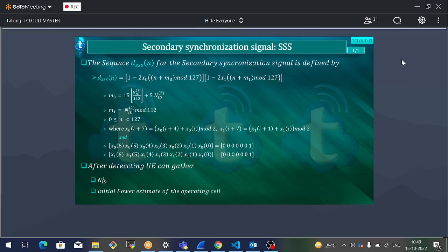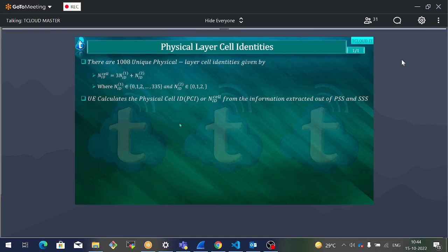Okay. So the mobile already estimated NID2 from the PSS. The mobile estimated NID1 from this SSS data that is received. And what does the mobile do with both these numbers that it has calculated, NID1 and NID2? It will substitute these two numbers in this formula to calculate N cell ID. This formula is fixed, known to every mobile equipment in the world. Every 5G mobile in the world knows this formula: 3 times NID1 plus NID2.